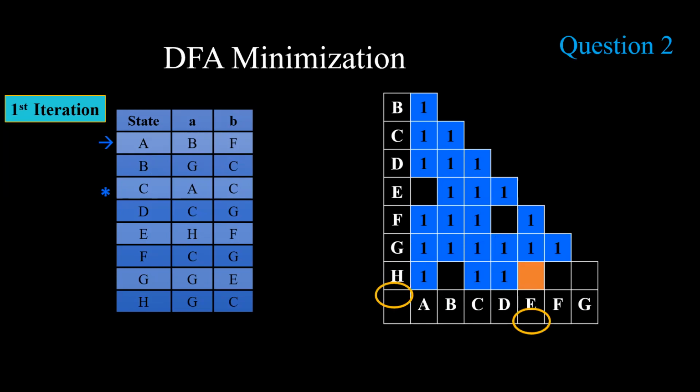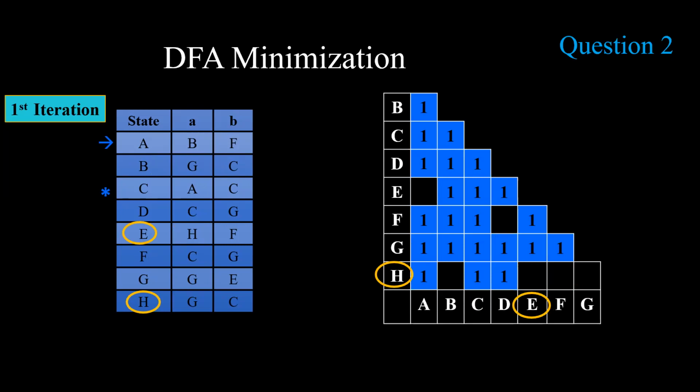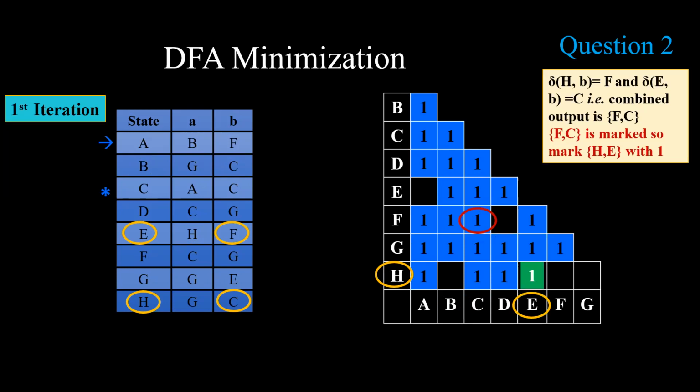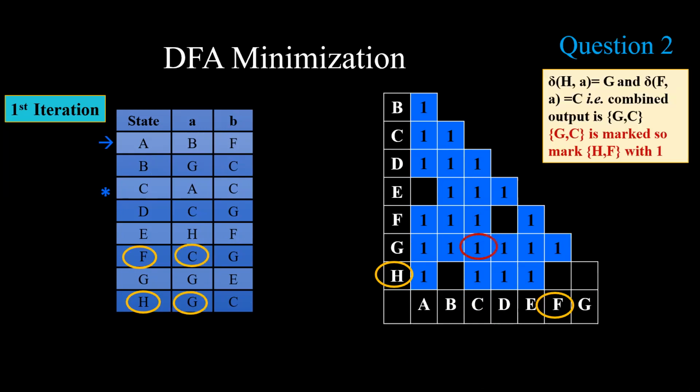Next we move to HE. HE on A gives us HG, which is not marked, so we will not mark it. Move to HE on B, we see it is FC. FC is marked, so this is marked. Next we move to HF. HF on A gives us CG, which is already marked, so we will mark this.